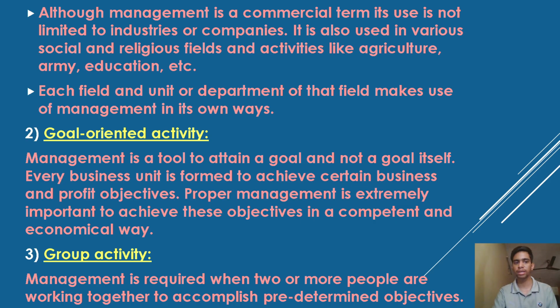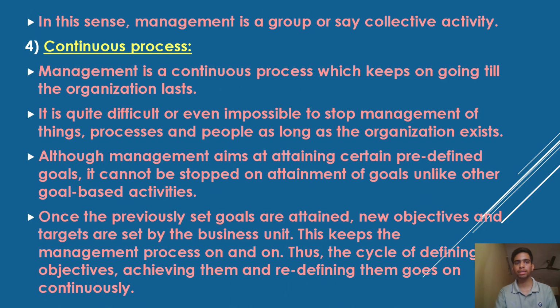Second, goal oriented activity. Management is a tool to attain a goal and not a goal itself. Every business unit is formed to achieve certain business and profit objectives. Proper management is extremely important to achieve these objectives in a competent and economical way. Third, group activity. Management is required when two or more people are working together to accomplish predetermined objectives. In this sense, management is a group or say collective activity.